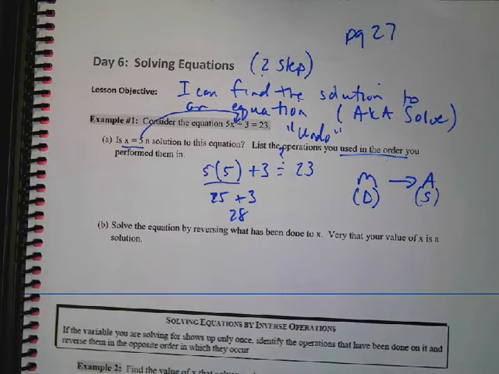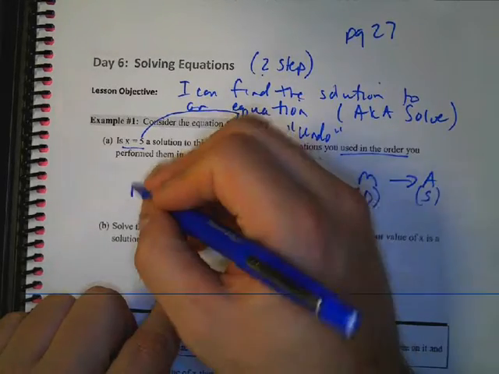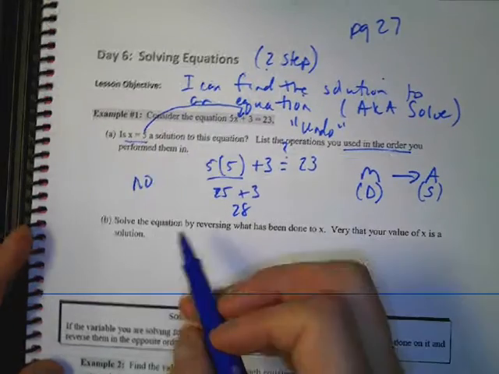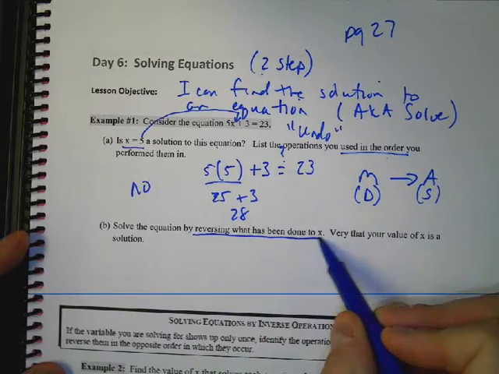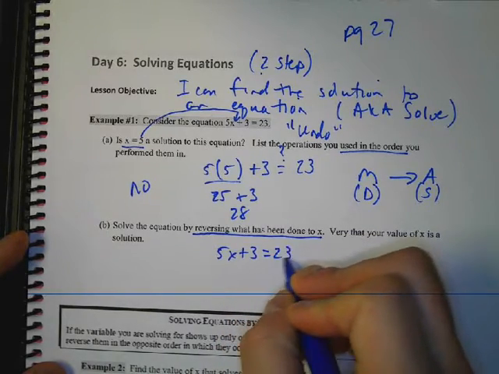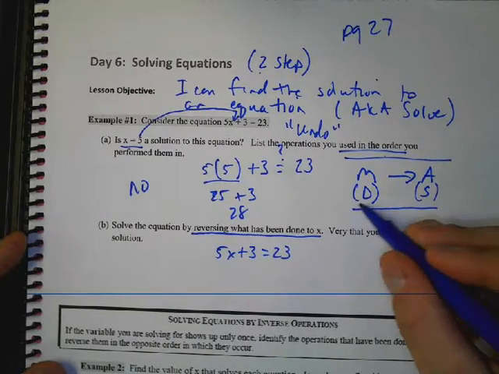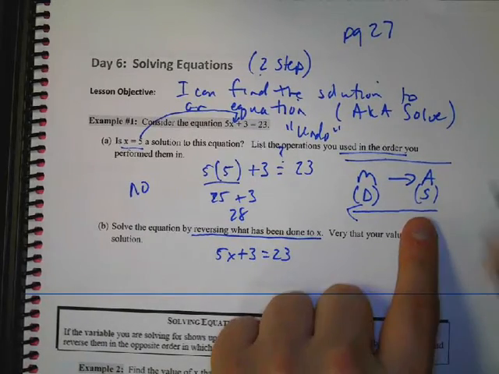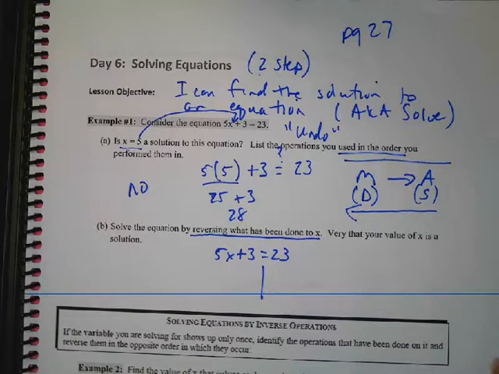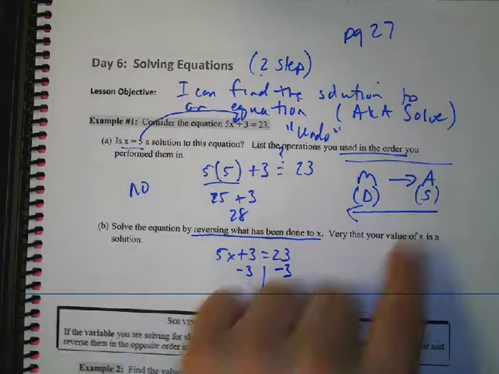Solve the equation by reversing what has been done to x. Now here's how we use algebra. So clearly, x equals 5 is not a solution. Now what we'll be looking for is how to solve the equation by reversing what's been done to x. So if I have 5x plus 3 is equal to 23, I'm going to work backwards by reversing it, which means I have to undo the addition first. This is why when you solve two-step equations, you always start with the number that's not attached to the x. Because you have to undo in the reverse order of PEMDAS, if you're considering order of operations.